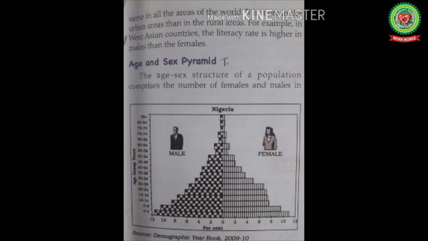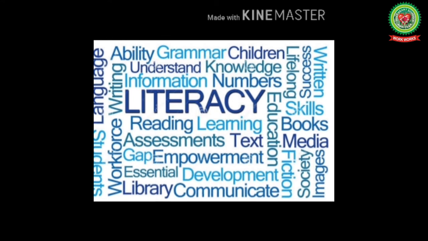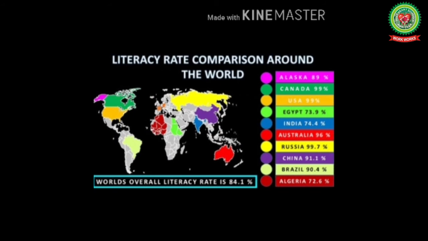For example, in West Asian countries, the literacy rate is higher in males than the females. The reason behind this is they are having more facilities of education. More schools, more colleges are available in urban areas as compared to rural areas.